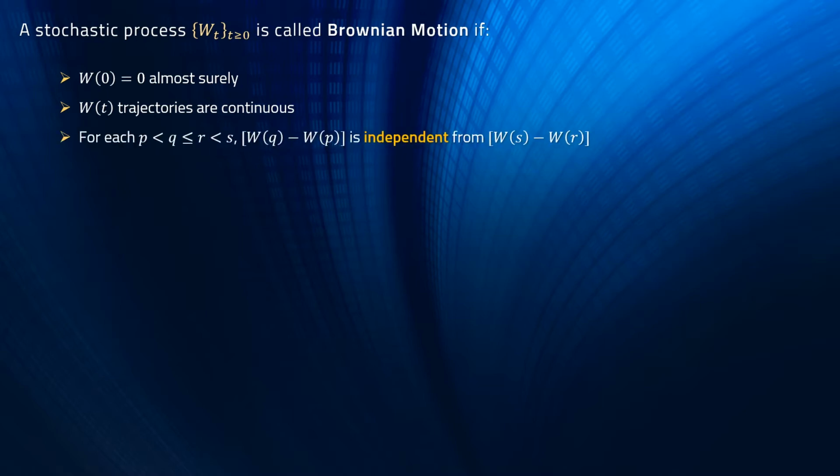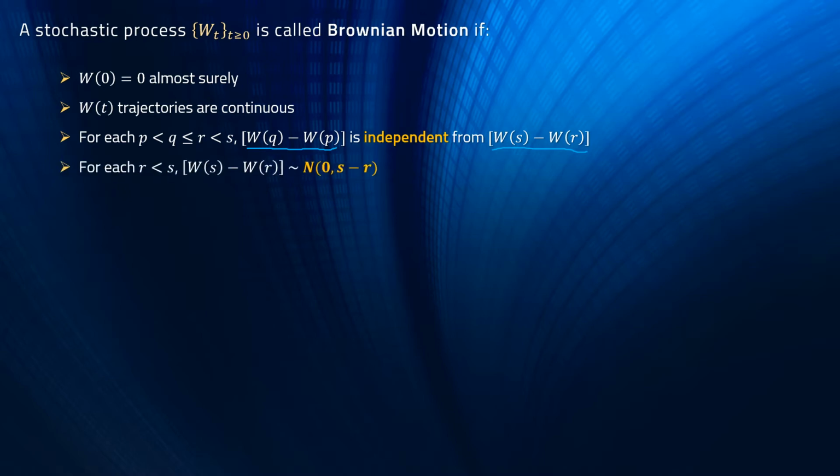Third, for each p, q, r, s such that p is less than q, which is less or equal than r, which is less than s, we have that Wq minus Wp is independent from Ws minus Wr. These two quantities are called increments of the Brownian motion, in the sense that you are taking only the y-axis difference between the two points corresponding to q and p in this case, and s and r in this case.